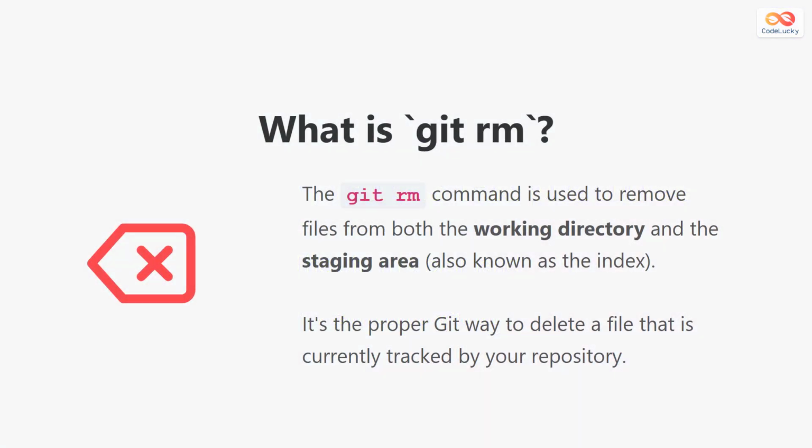So, what exactly is the git rm command? It's a special command that tells Git you want to remove a file from your project. It does two things at once. It deletes the file from your computer's folder, also called the working directory, and it also stages that deletion, getting it ready for your next commit.